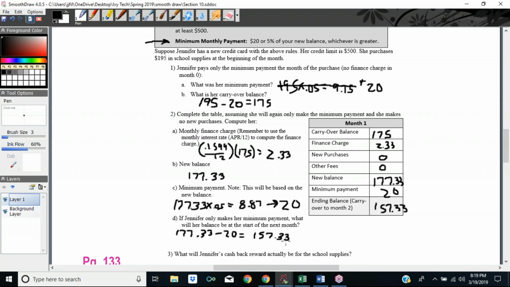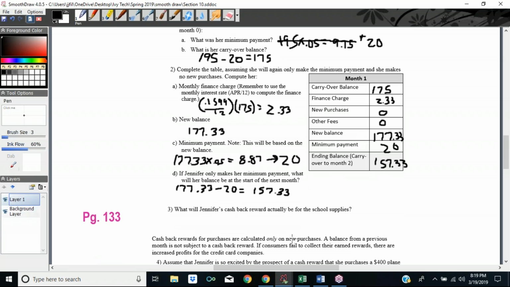So at the top of page 133, it continues, and it says, what will Jennifer's cashback reward actually be for the school supplies? Well, let's check. Her school supplies cost her $195. Now, the cashback rewards, if you look over on page 132, it says 0.25% on the first $1,500. Remember, to change that percent to the actual decimal equivalent, we have to move the decimal 2 to the left, so it's 0.0025 when we do the multiplying.